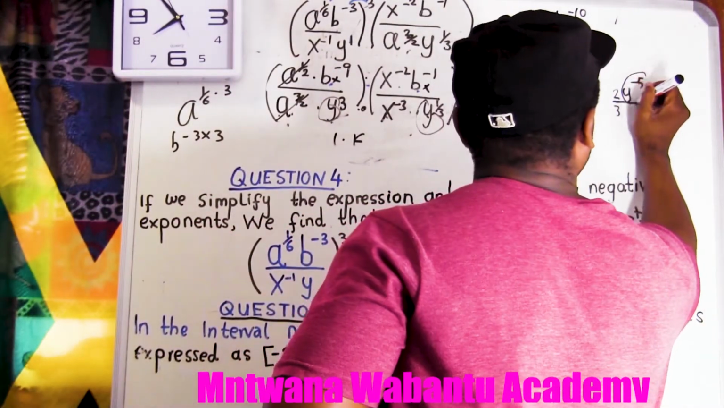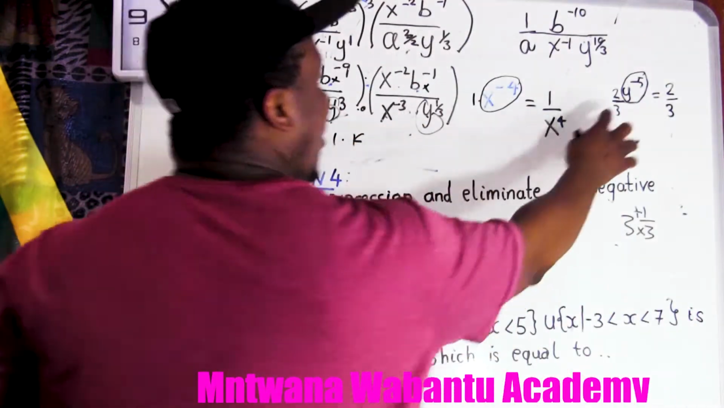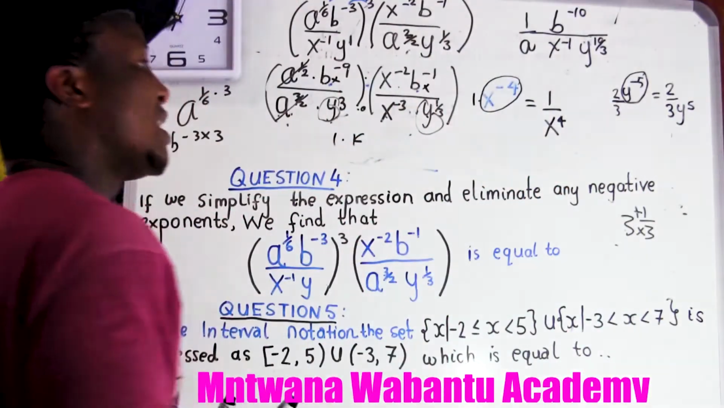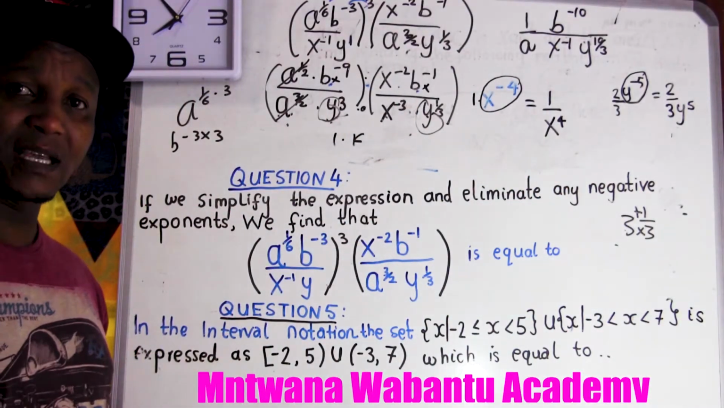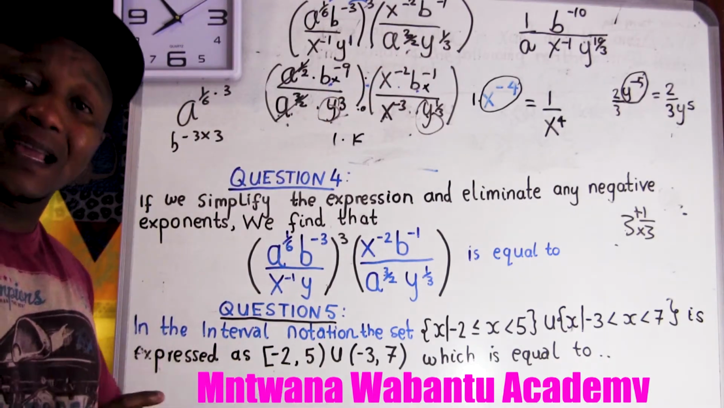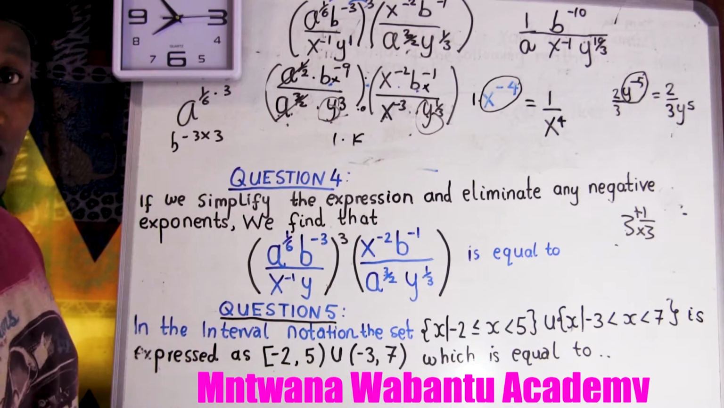Only this number with the power. So my 2 over 3 is going to remain the same, and all this is going to go to the bottom. So it's going to become positive y power positive 5. That's how you reciprocate. But not all the time is it going to be on top, go to the bottom. You only do that when your final answer is in a negative exponential.